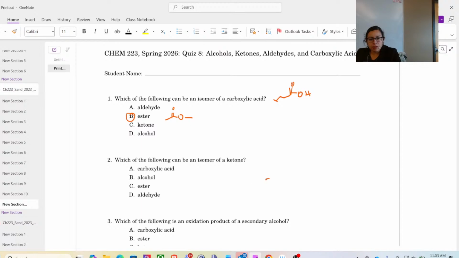And then, which one is an isomer of a ketone? Good, aldehyde, right? So the ketone is a C double bond O in the middle, and then the aldehyde has that on the outside there.